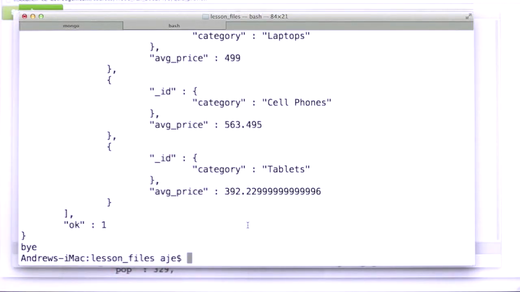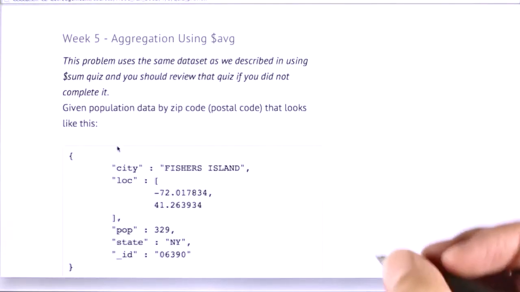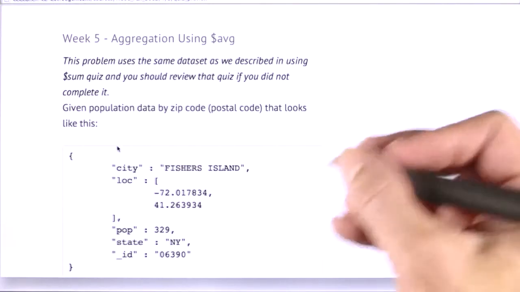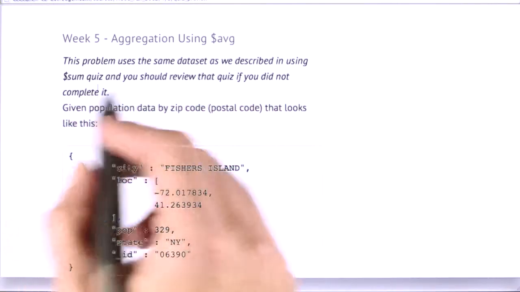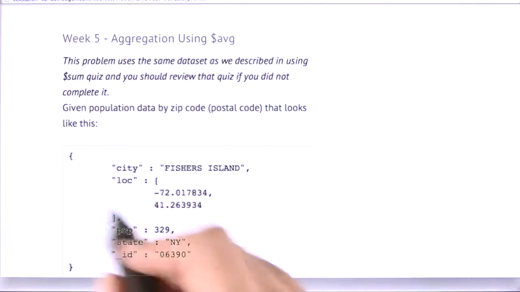Now it's time for you to do it. Let's do a quiz. For this quiz, we're going to use the same data set we used in the last problem, which is a data set of US zip codes, which are postal codes. If you did not do the last quiz, you should go back and read that quiz for using $sum. That'll tell you about this data set and how it works.